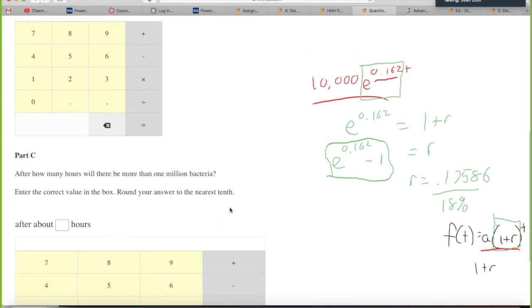After how many hours will there be more than 1 million bacteria? This is where it gets fun. Enter the correct value in the box, round your answer to the nearest 10. So this is where we're going to use a little bit of our calculator. Hope you know how to use those.